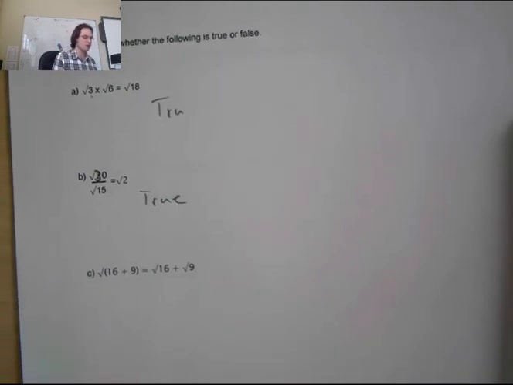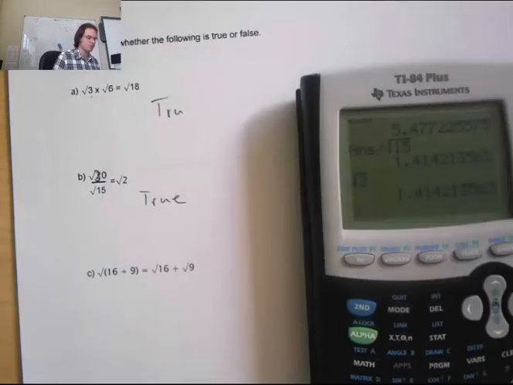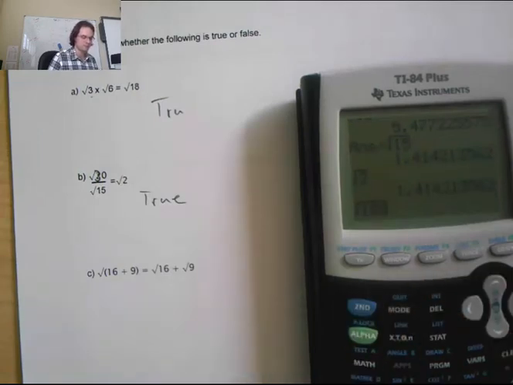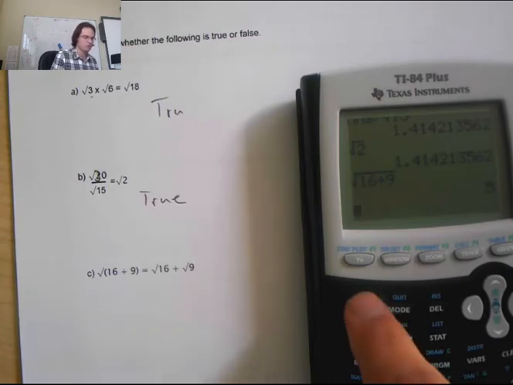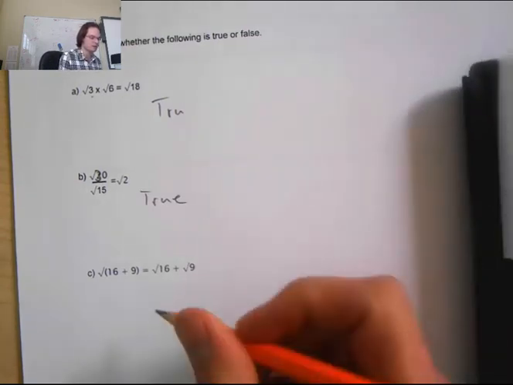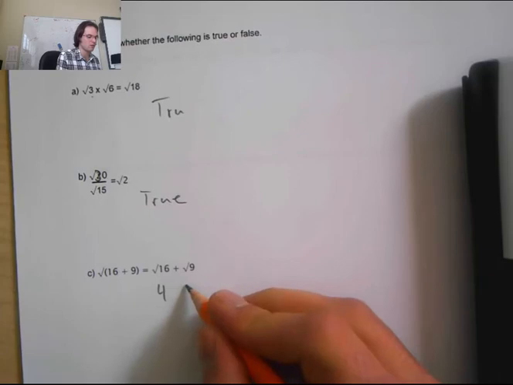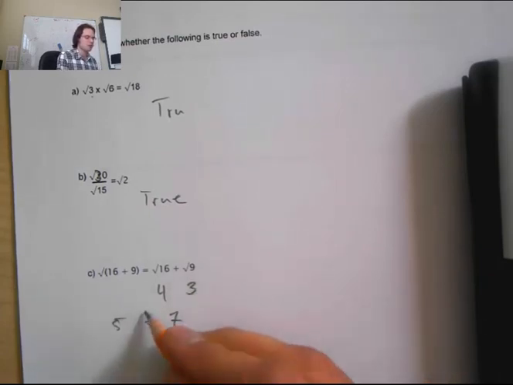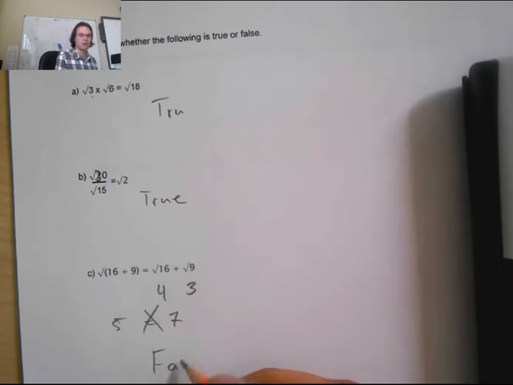Now let's try this one here. So this is really the square root of 25. Gives me that, 5. Well, what is the square root of 16? It is equal to 4. The square root of 9 is equal to 3. This gives me 7. And this is 5. So these are not equal, so this is false.